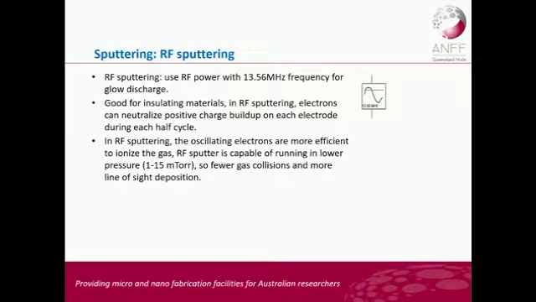RF sputtering uses RF power with 13.56 megahertz frequency to create a glow discharge, which is good for insulating material. And in RF sputtering, the oscillating electrons are more efficient at ionizing the gases, which allows RF sputtering to be carried out at a very low pressure.